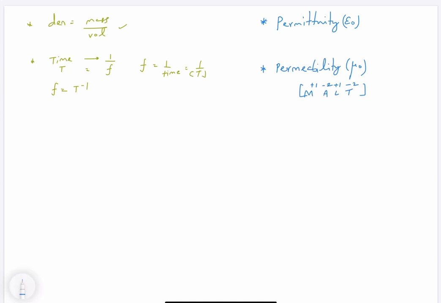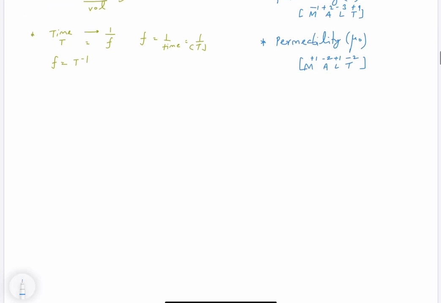What about permittivity? It's the same MALT, but we put 1, 2, 3, 4 here. 1, 2, 3, 4. But this plus minus will just change as minus plus minus plus. This is very, very important, and you might get it.